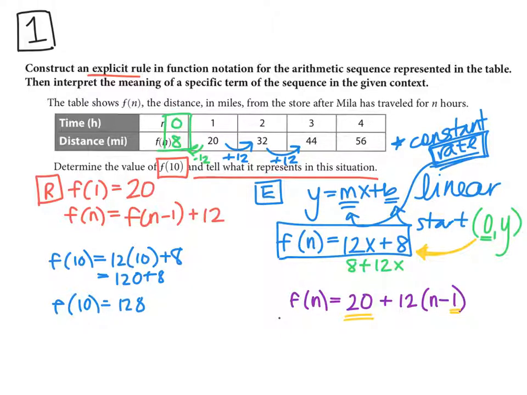And then we want to interpret what that means in context. And I know that the 10, that was the number of hours, and the other one is the number of miles. So you should have a sentence that says something like, after 10 hours, Mila has traveled 128 miles from the store. So you just want to make sure that you explain what each of those numbers mean and give units. So make sure you have that sentence written in your notes.